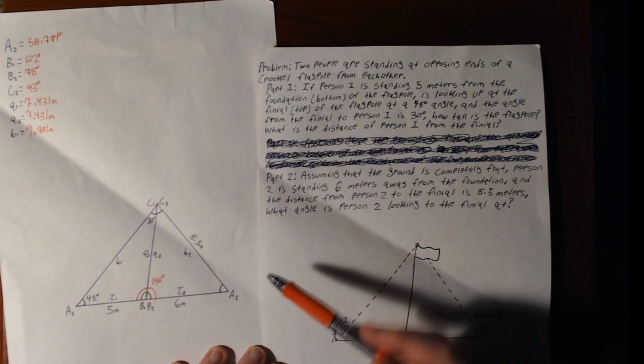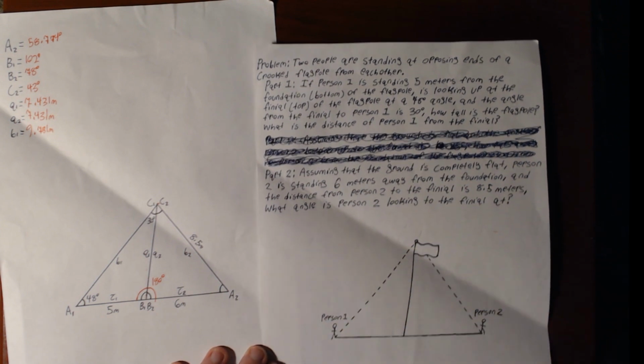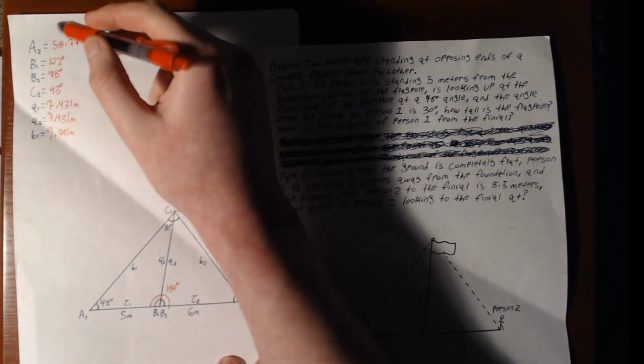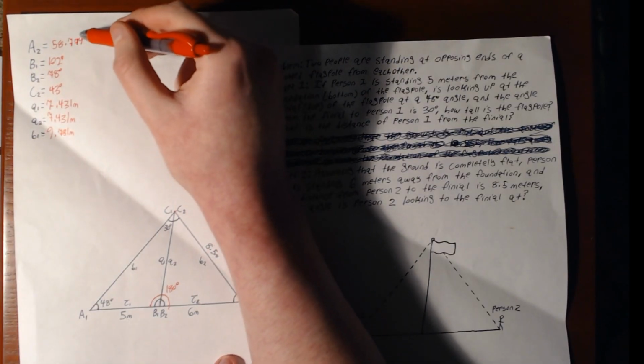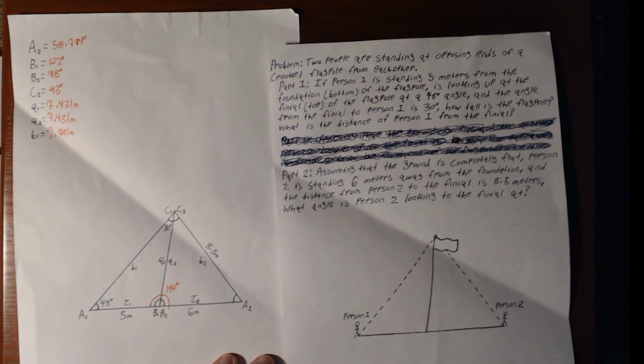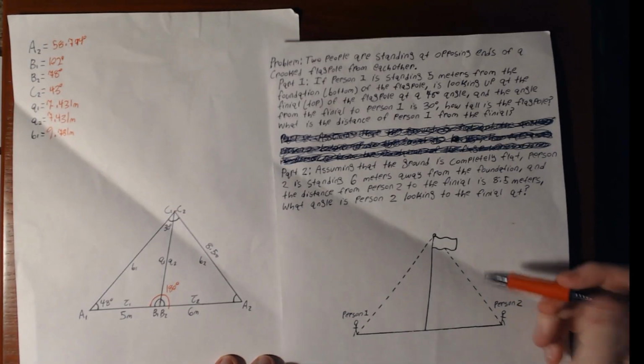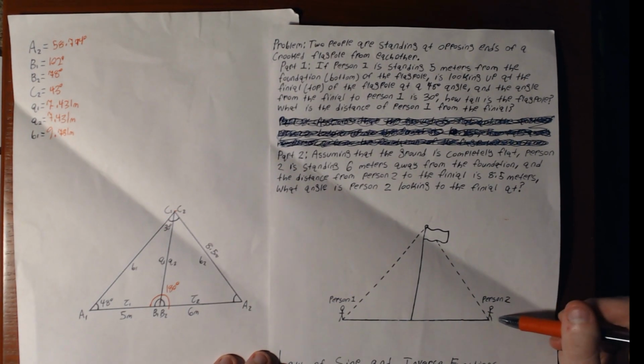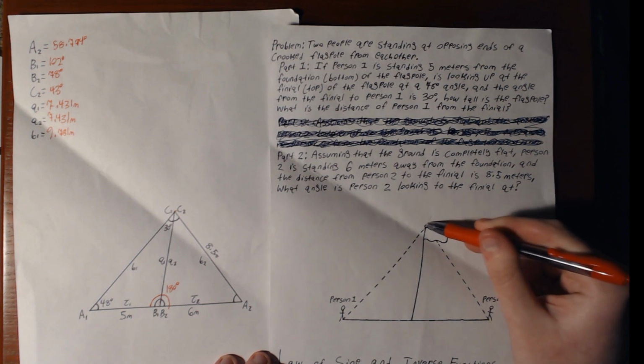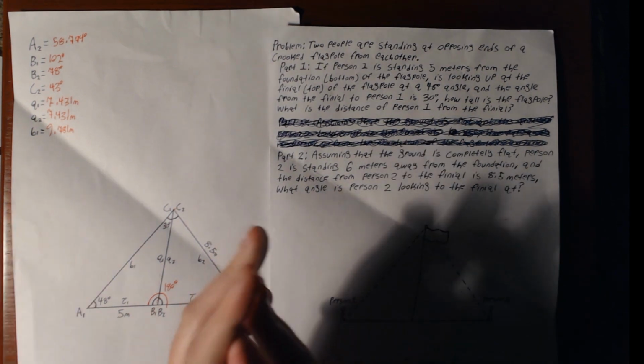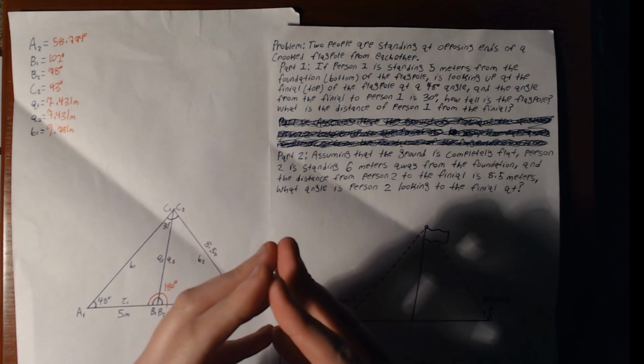So basically all it's asking is for a sub 2 right here. So that's what we solved for. A sub 2, we got 58.774 degrees in our calculations when we did the inverse function. And that is the angle at which person 2 is looking up at the finial of the flagpole. So in essence, we have the entire problem solved as of now.